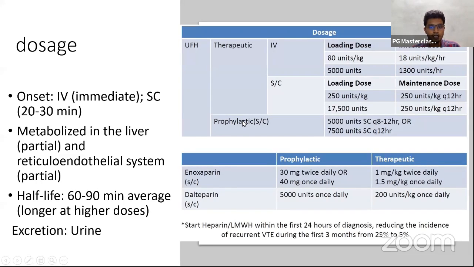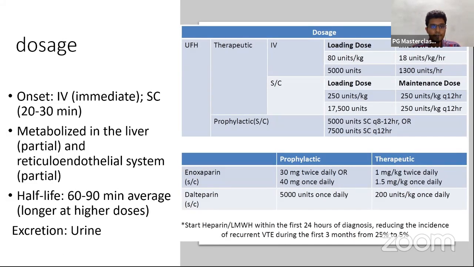For prophylactic doses of unfractionated heparin, it is 5,000 units subcutaneously 8 or 12 hourly, or 7,500 units subcutaneously every 12th hour. Coming to low molecular weight heparin, the prophylactic dose is 30 milligrams twice daily subcutaneous, or 40 milligrams once daily. Therapeutic doses, like Sir said, 1 milligram per kg twice daily, or 1.5 milligram per kg once daily.